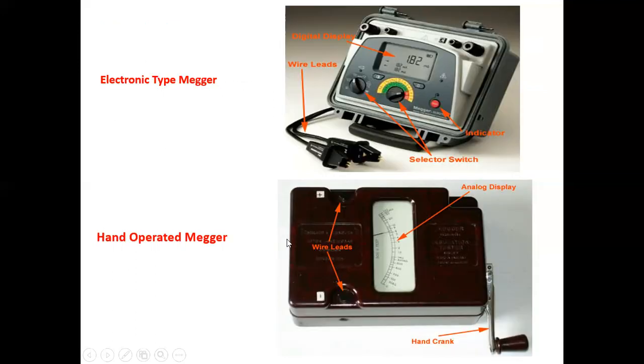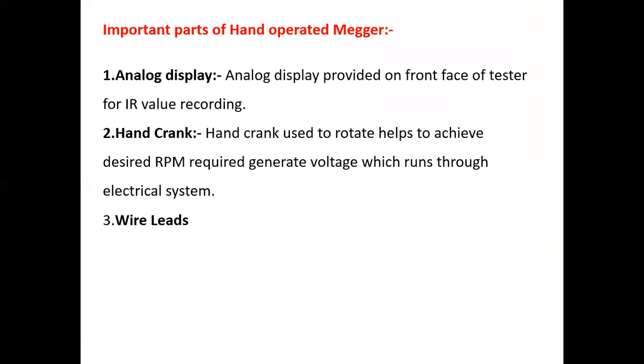Important parts of the hand operated Megger are the analog display, hand crank and wire leads. The analog display is provided on the front face of the tester for recording the IR value, meaning the analog display shows the insulation resistance directly. The hand crank is rotated to achieve the desired RPM required to generate voltage which runs through the electrical system. Means in the Megger there is a hand driven generator. This will produce the DC supply, and the generator is rotated by using the hand crank.